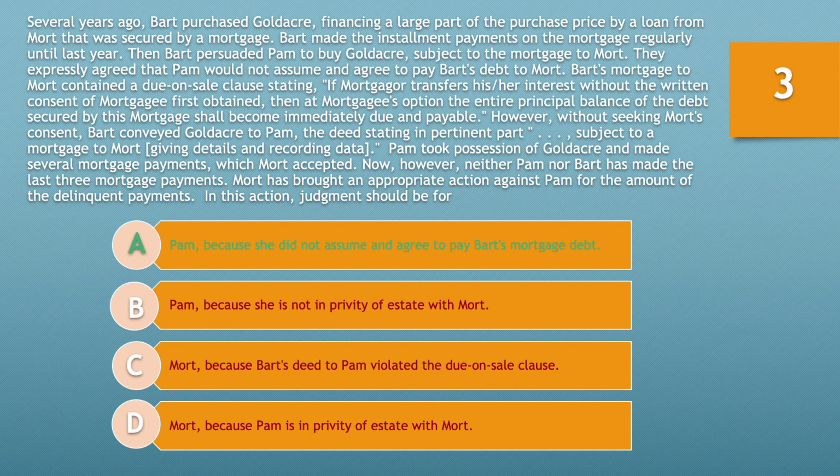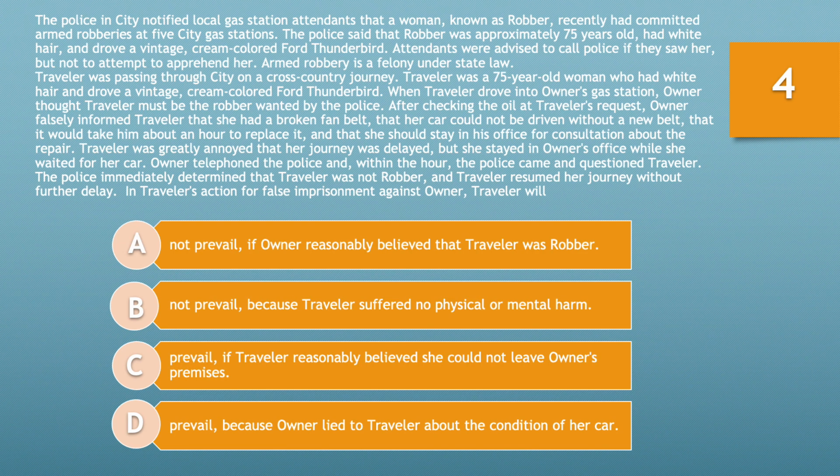Here, Pam bought Goldacre subject to the mortgage to Mort. However, Pam did not assume and agree to pay Bart's debt to Mort. This means Pam was not personally liable for the mortgage payments. The several mortgage payments she made did not create an obligation to make further payments. Thus, judgment should be for Pam, because she did not assume and agree to pay Bart's mortgage debt. Let's move on to question number 4.